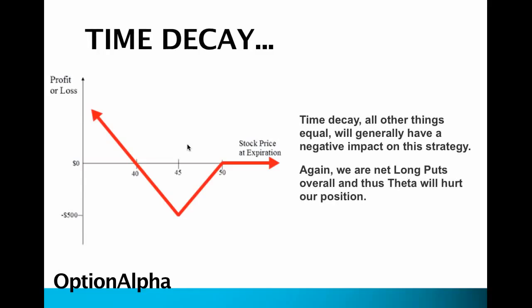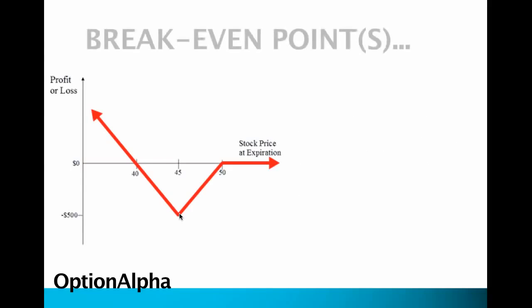Time decay is actually going to have a negative impact on this strategy. Again, since we're net long extra puts, we have that extra long put right here at 45, and this is going to hurt our overall position. So every day that the stock doesn't move into an area that creates a profit is actually a day that the strategy decays in value more and more.